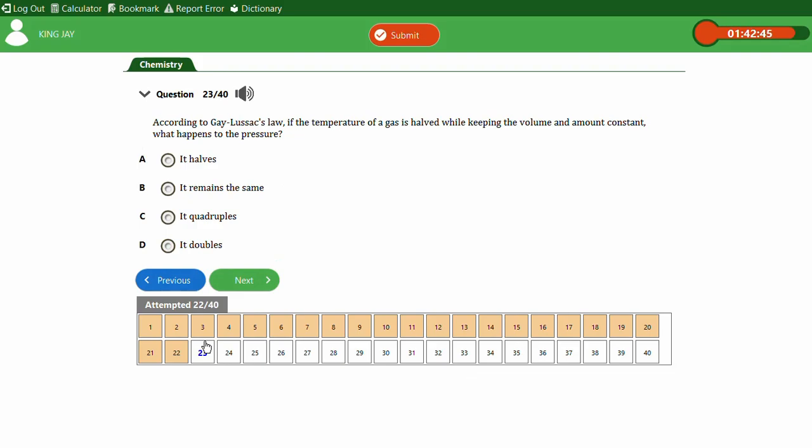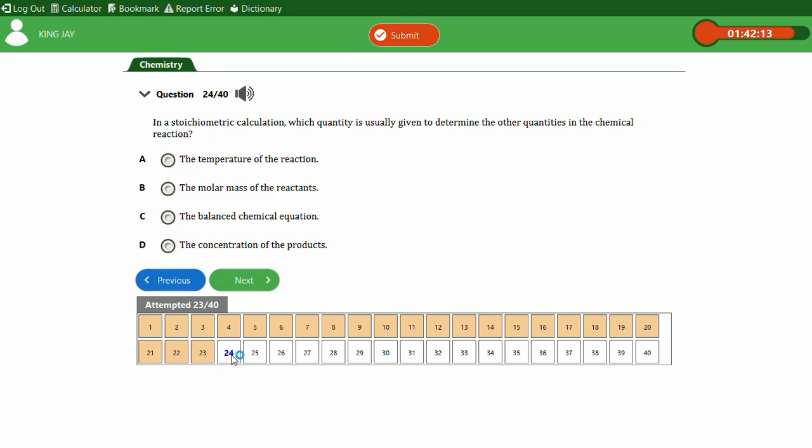Question number 23. According to Gay-Lussac's law, if the temperature of a gas is halved while keeping the volume and amount constant, what happens to the pressure? The pressure will halve, because an increase in temperature will cause an increase in pressure of a gas. So the pressure will halve. That's the answer. No need of explaining that.